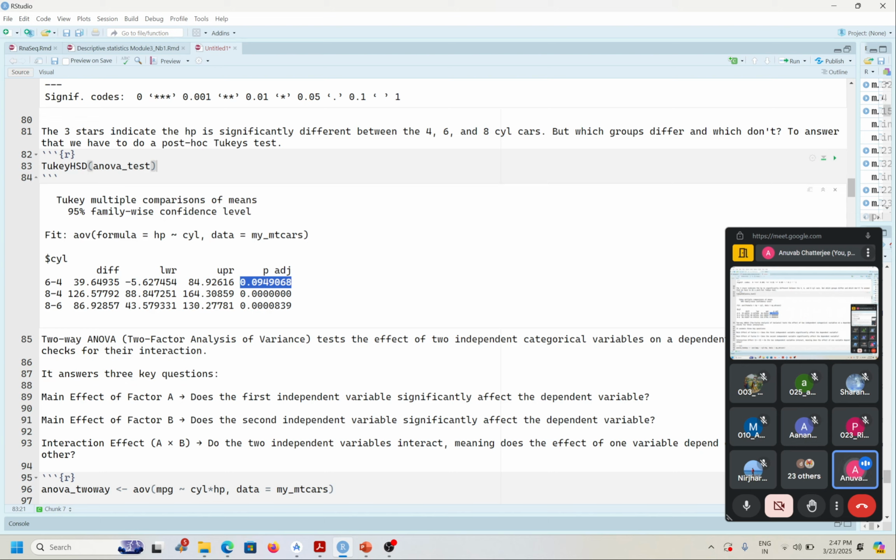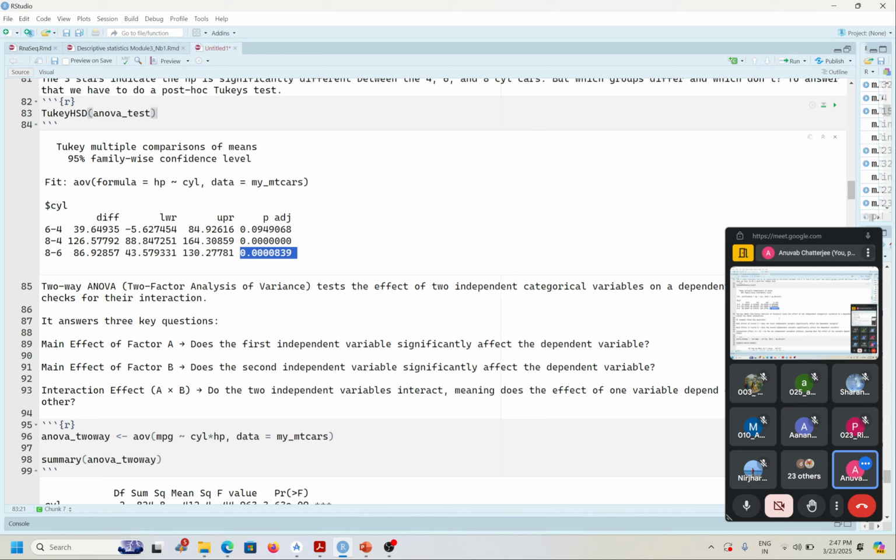From that we found out that the 6-cylinder and 4-cylinder groups didn't have significantly different HP, but the 8-cylinder and 4-cylinder as well as the 8-cylinder and 6-cylinder groups were significantly different. That is what we wanted to find out, that the 8-cylinder cars are hugely more powerful in terms of horsepower as compared to the 4-cylinder and 6-cylinder ones, but the 6-cylinder and 4-cylinder ones are not very different from each other. That was all we wanted to find out using ANOVA. So we have compared the means of HP between different groups.